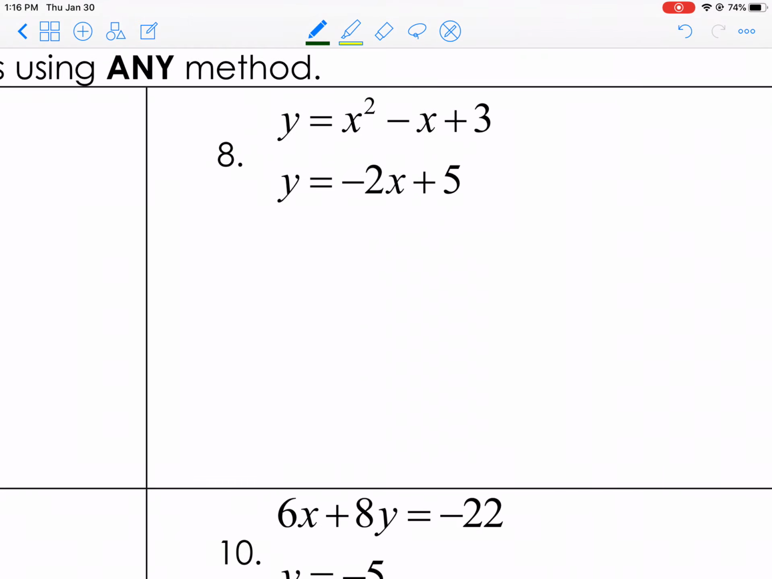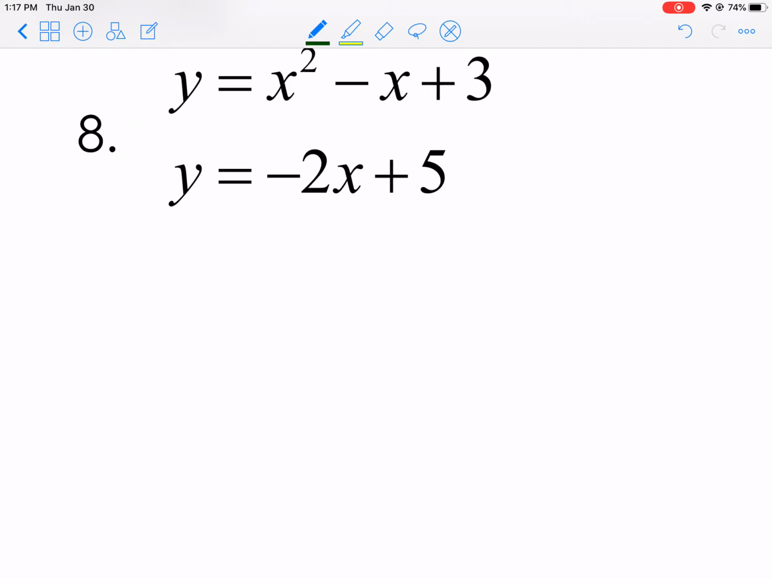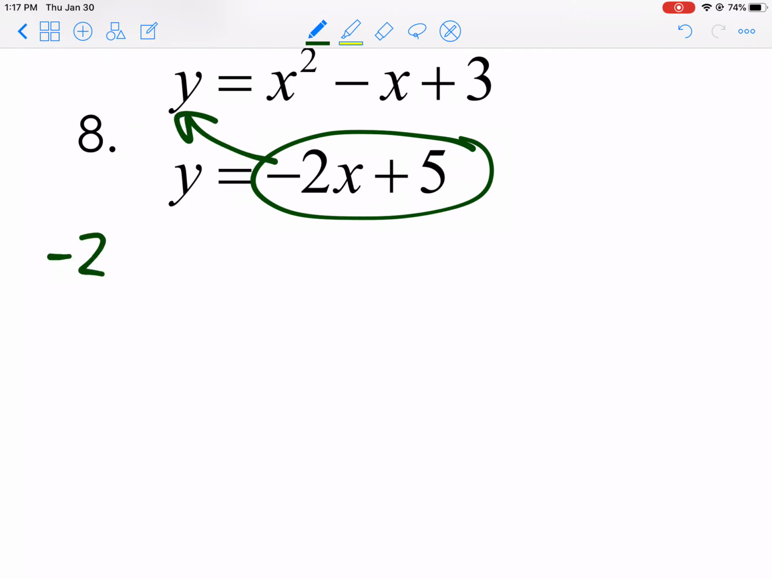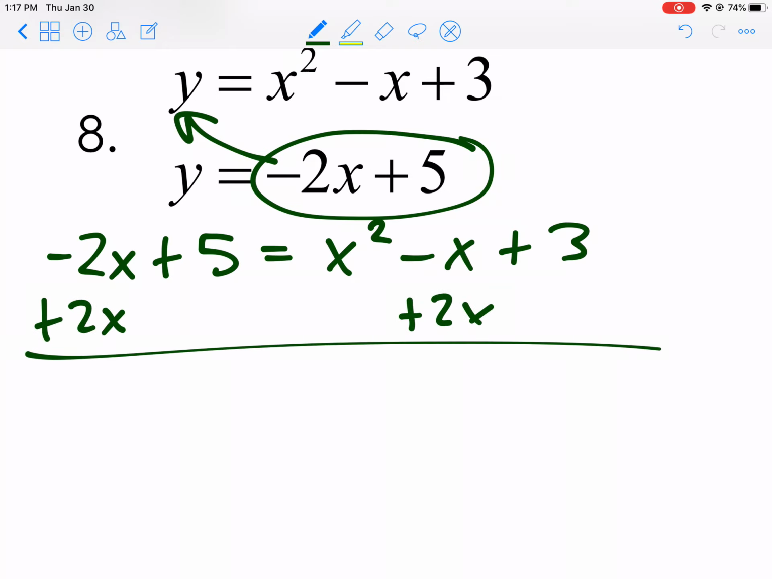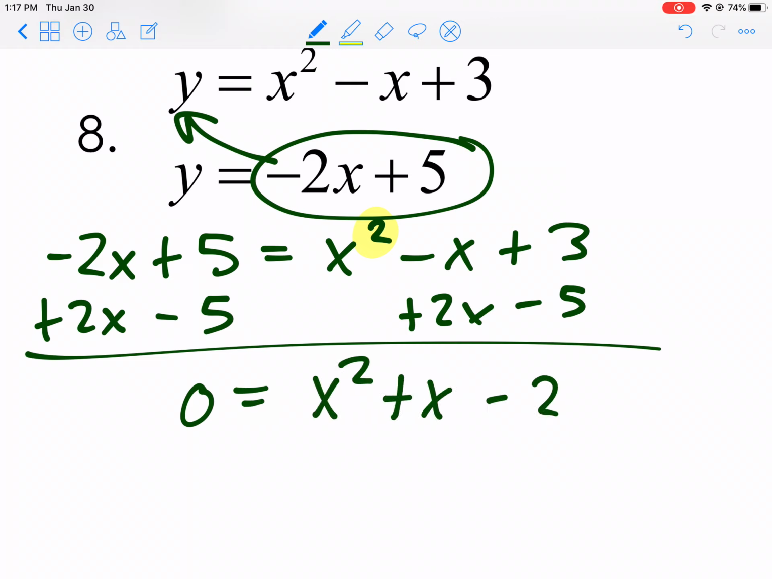Okay, let's try this next one. So if we started by using substitution, I would put this right there. So it would look like -2x plus 5 equals x squared minus x plus 3. Then I'd add 2x to both sides. We want to set this equal to 0 because we have a quadratic. These are easiest to solve when we set it equal to 0.